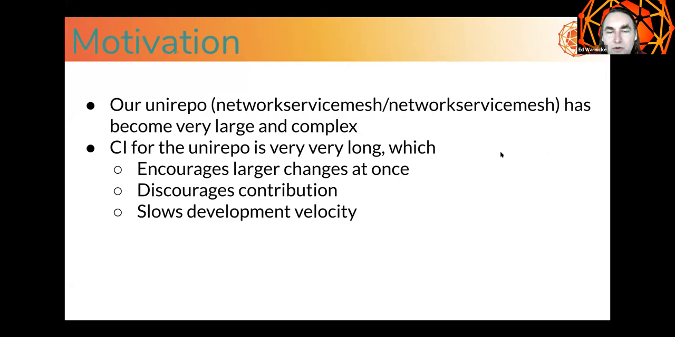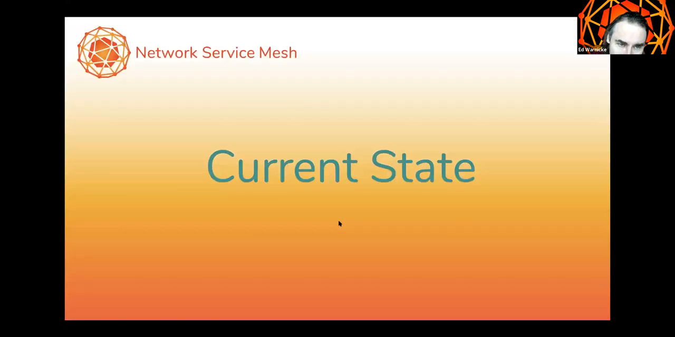And the CI for the Unirepo is very, very long. So it encourages people to make larger changes at once, because it takes so long to transit the CI. It overall discourages contribution, because you can come and bring a patch and discover that you've got these long CI cycles and something goes bump in the night for reasons you don't quite understand. And it slows development velocity in general. And so these are sort of problematic.